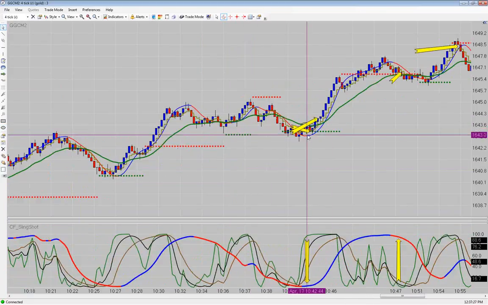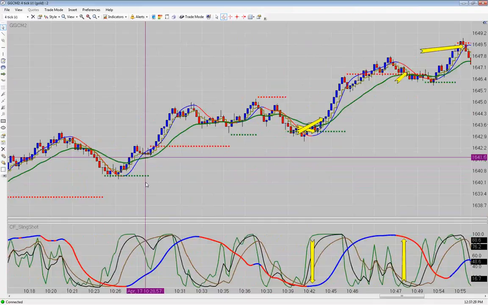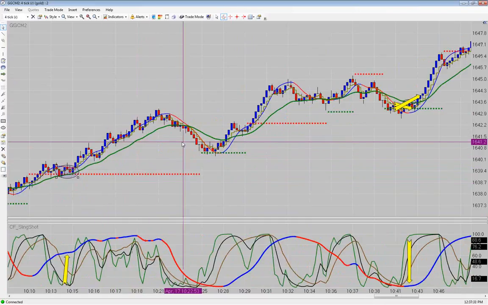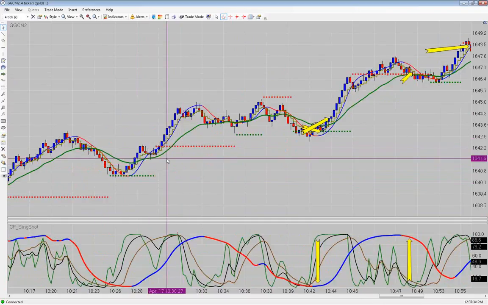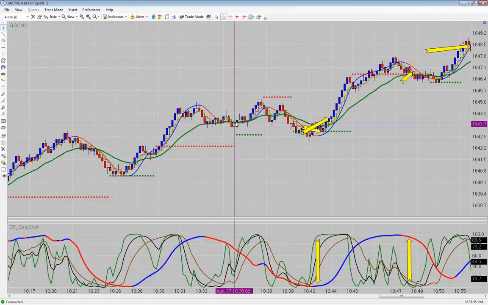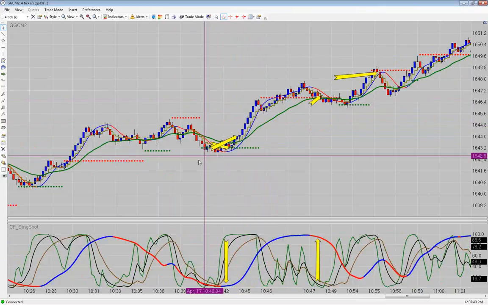I finally took a trade over here. I missed everything leading up to this point. I'm just going to cruise right through this because it's taken a long time. I'm looking to see, we had bullish divergence in here. You would have had to sit through all that.